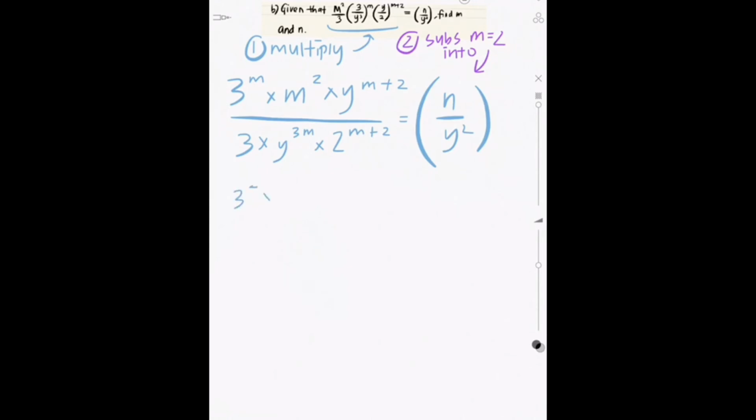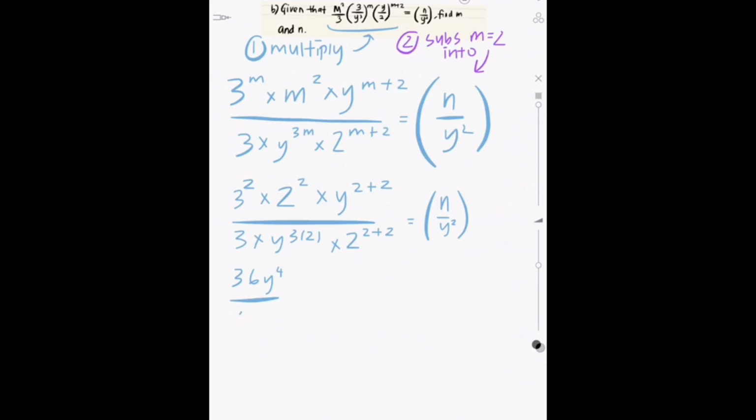The value of m that we got, we substitute into the expression above, and then we will get 3 to the power of 2 times 2 to the power of 2 times y to the power of 2 plus 2, divided by 3 times y to the power of 3 multiplied by 2 times 2 to the power of 2 plus 2, equals n over y squared. And then we'll just evaluate. We will then get 36y to the power of 4 divided by 48y to the power of 6 equals n over y squared.